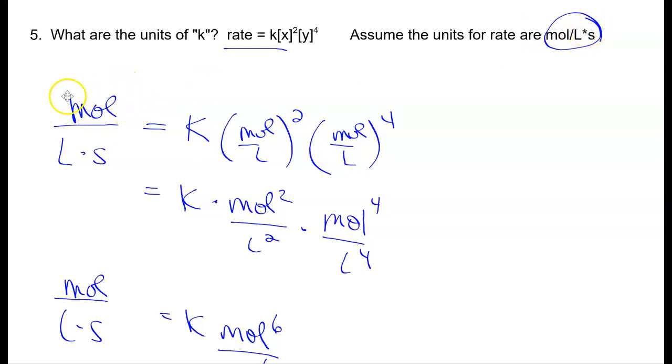So I plugged in my units of rate here, where the rate would go. So moles over liters seconds equals K, that's our unknown. We have square brackets, so we know that has to be moles over liters, and it tells us to square it. We have square brackets again for Y, so that's going to be moles over liters to the fourth. Okay, so that's going to look something like this.